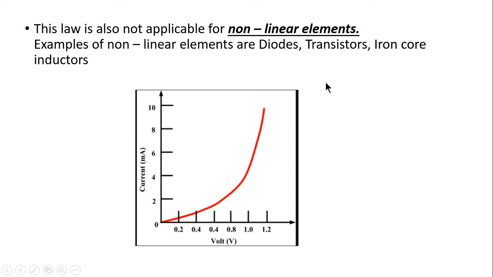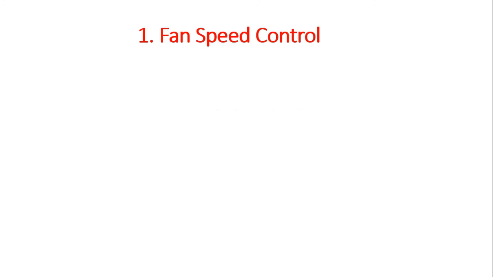Okay. Next we are going to see some applications. Basically, we have studied Ohm's law, and there are some applications we know which are used in daily use. I'm going to consider only some use cases which we know practically or use daily. The first application is fan speed control. How will Ohm's law help us directly control the fan speed?